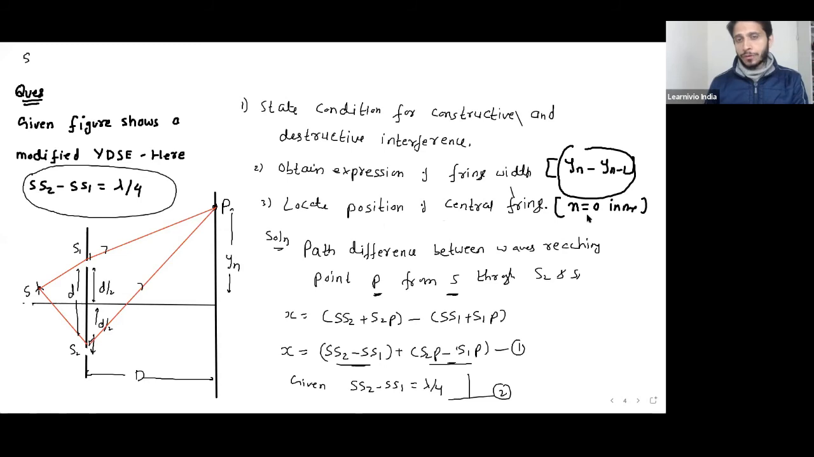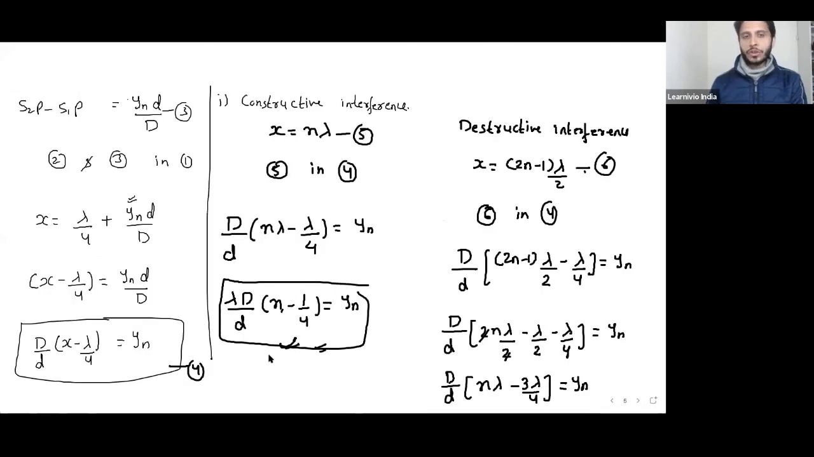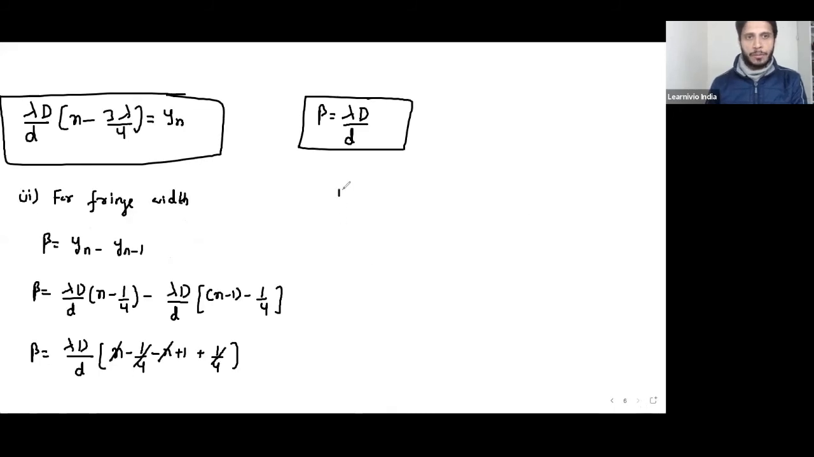Last, locate the position of central bright fringe. So for the central bright fringe, n is equal to 0. This is for nth fringe. For central, put n equal to 0 here. For the central bright fringe, put n equal to 0 in the condition of maximum.